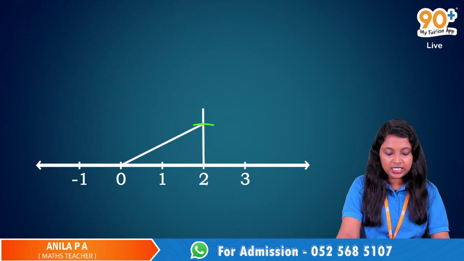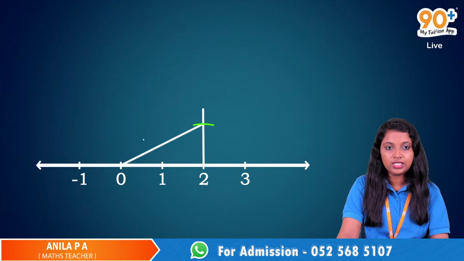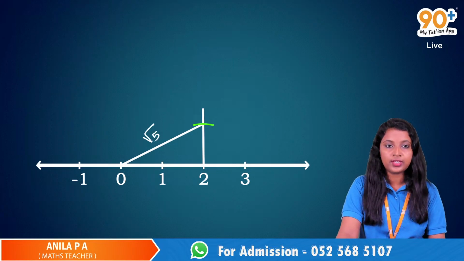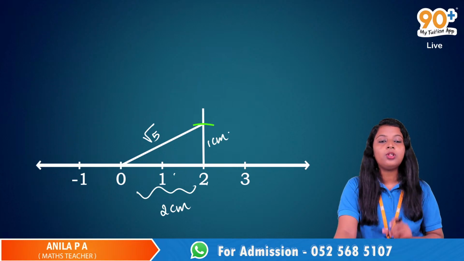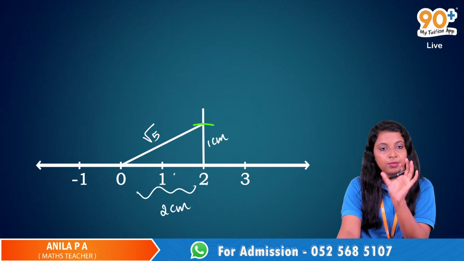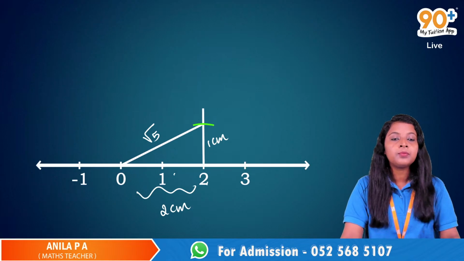So that distance will be equal to root 5. Actually, this distance is equal to root 5. Since this distance is 2 centimeter, and this distance is 1 centimeter, the hypotenuse is equal to root 5. Now just take from 0 to that point, just place a compass there.